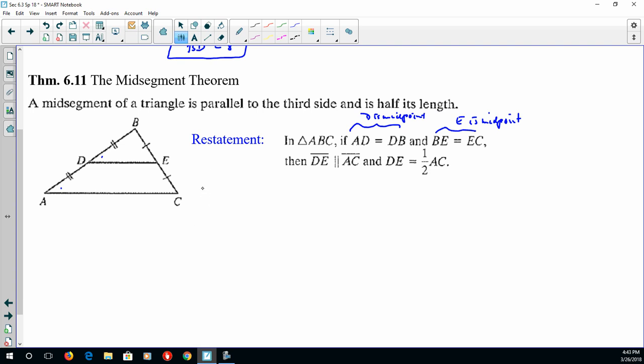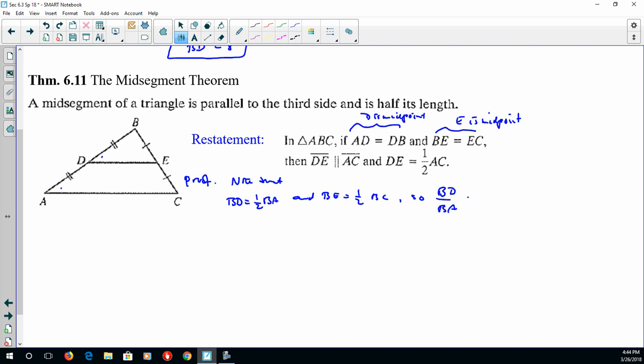First, let's note that BD is 1/2 of BA, right? D is the midpoint, so it's halfway. And BE is 1/2 of BC. So if I take BD and divide it by BA, I get 1/2, which is the same thing if I take BE and divide it by BC.